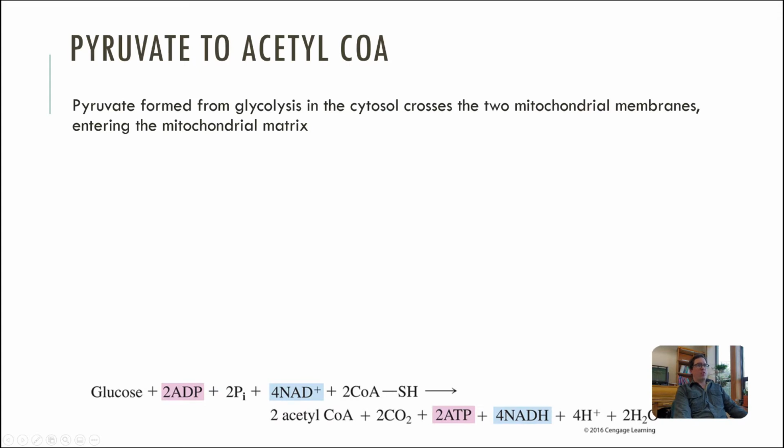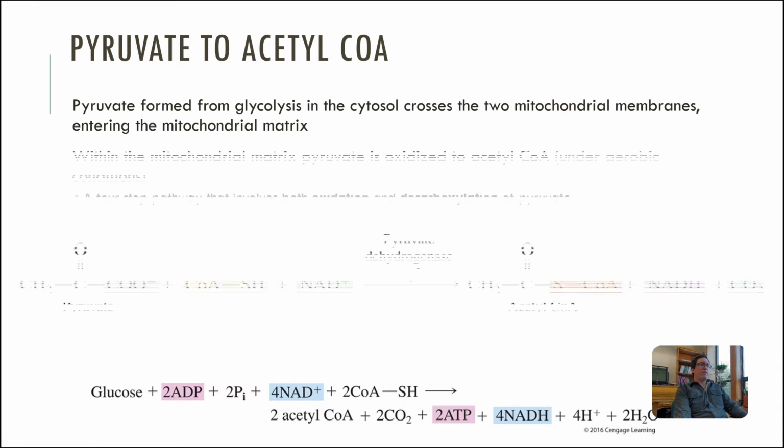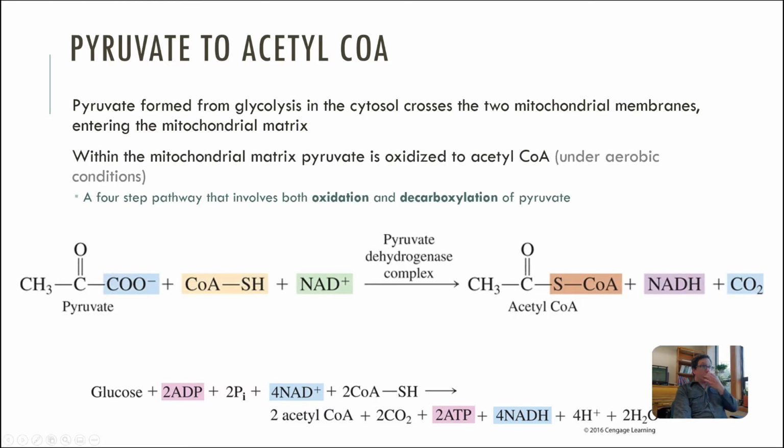Alright, so let's look in a little bit more detail at pyruvate turning into acetyl coenzyme A. This happens when the pyruvate from glycolysis in the cytosol crosses two mitochondrial membranes and arrives in the mitochondrial matrix. So we're ready to actually do work at the energy generating component of our cells.